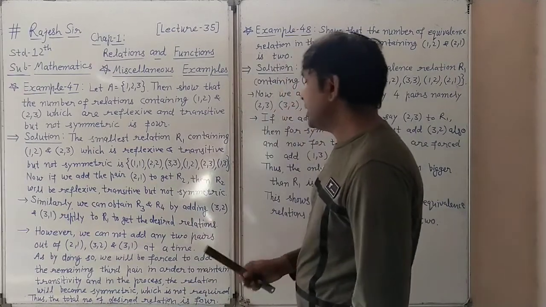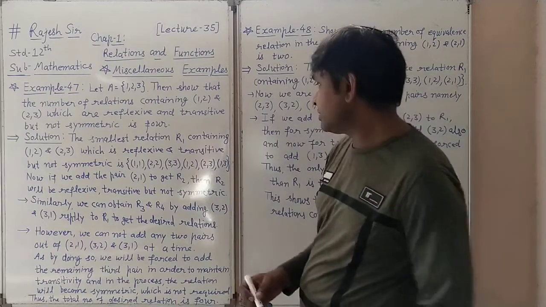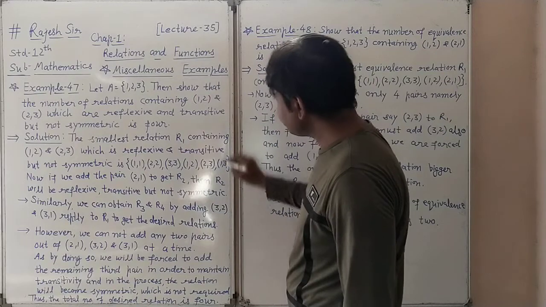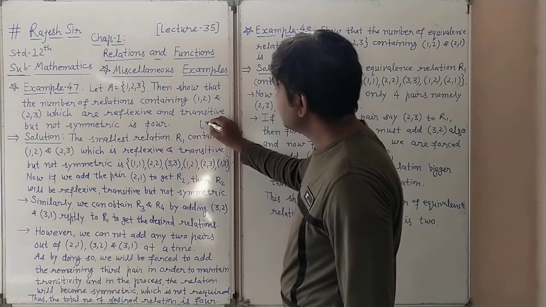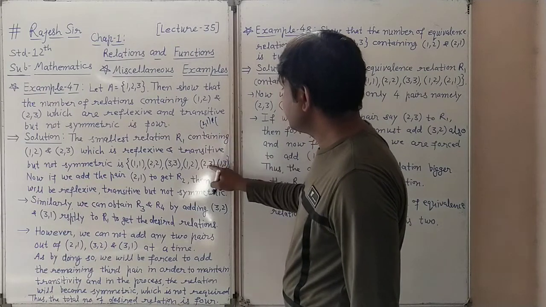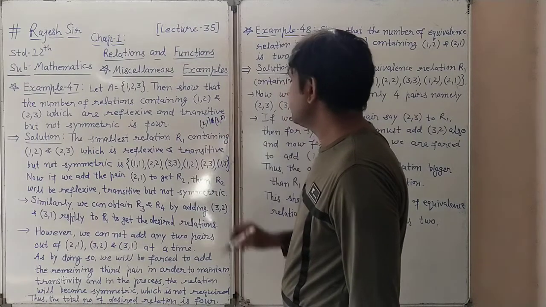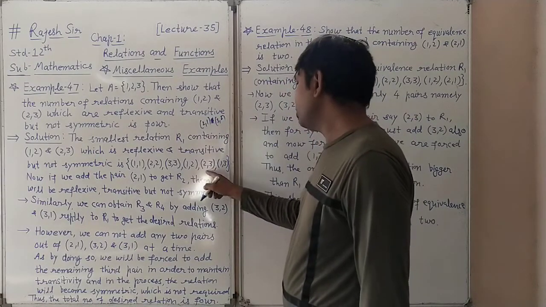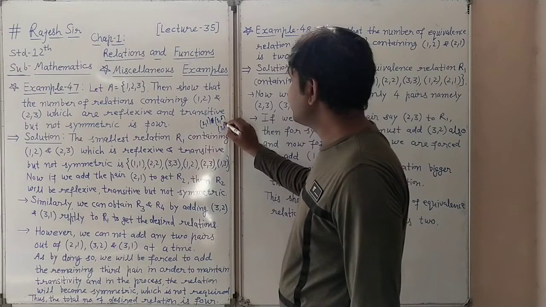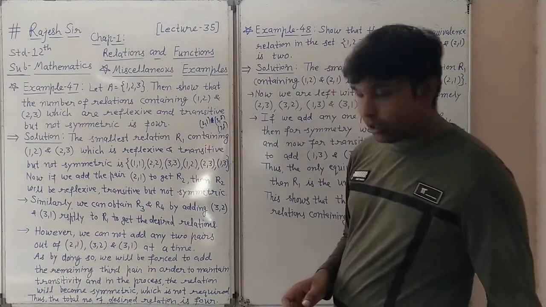Now, which pairs are remaining? If we have taken these, the pairs left are (2, 1), (3, 2) and (3, 1). These 3 pairs are remaining to add. So we will talk about them now.